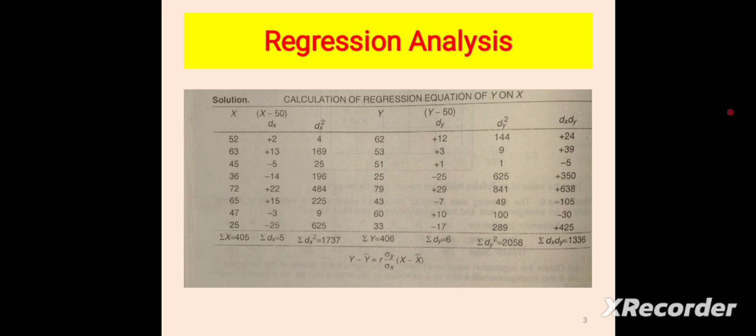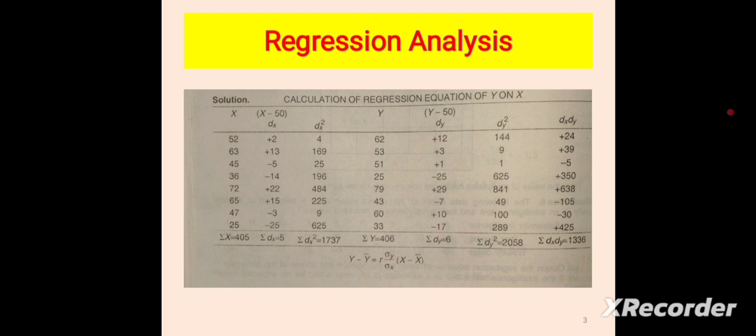So we take the x values as in the question: 52, 63, 45, 36, 72, 65, 47, 25. The total, summation of x, is equal to 405. Next we calculate dx. dx is equal to x minus A, where A means the assumed mean. We have taken the assumed mean A is equal to 50.